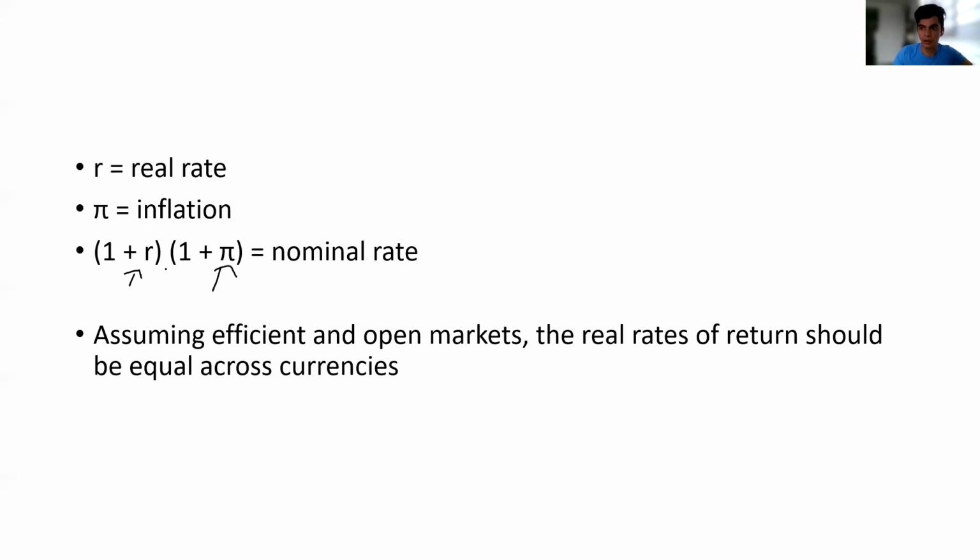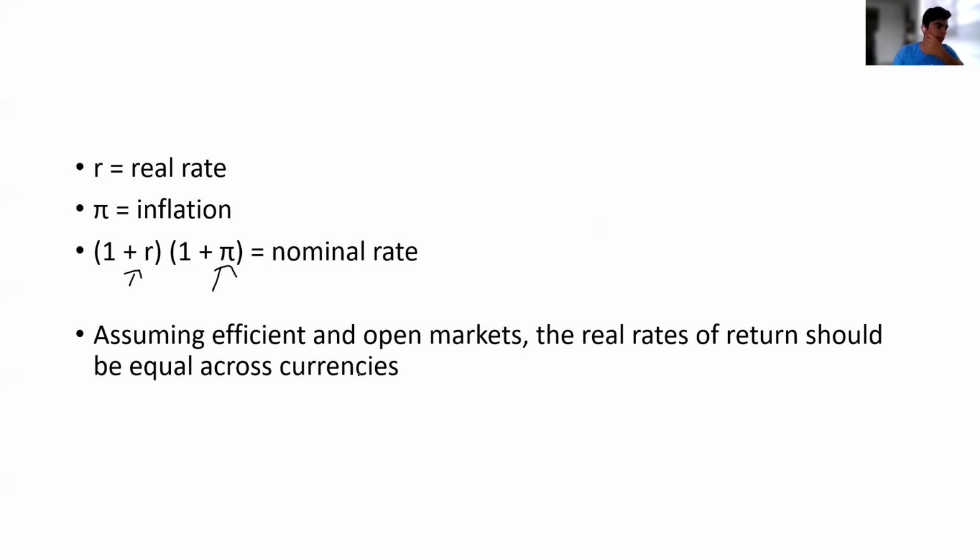When we multiply rates, we need to add one. I hope you remember this from financial math. 1 plus the nominal rate equals 1 plus the real rate times 1 plus inflation. It means that real rate plus inflation is the nominal rate. So remember, the real rate doesn't have inflation. The nominal rate has inflation.